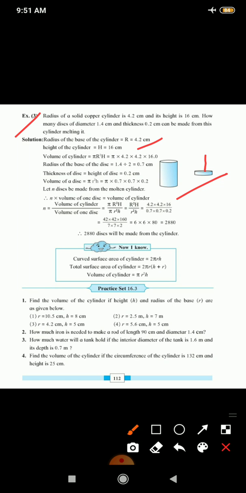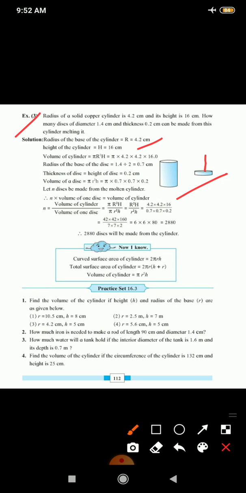Now, let n number of discs be made from the molten cylinder. Therefore, n into volume of one disc is equal to volume of the cylinder. We don't know how many are there, so therefore n. So n, that is the number of discs, is equal to volume of the cylinder upon volume of one disc, that is equal to pi capital R square capital H in the numerator, and in the denominator pi small r square small h. That is equal to pi gets cancelled. Therefore, you have capital R square capital H upon small r square small h. That is equal to 4.2 into 4.2 into 16 upon 0.7 into 0.7 into 0.2.